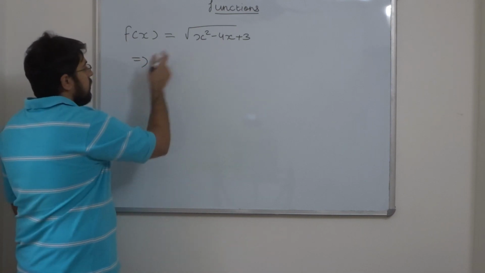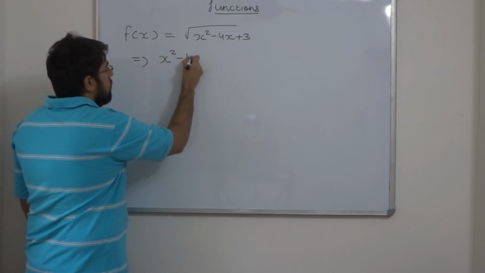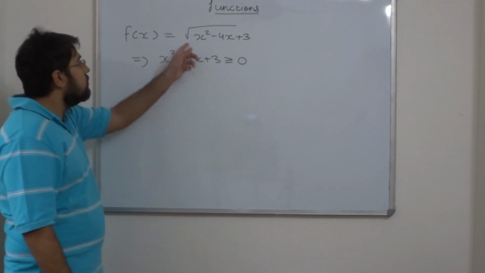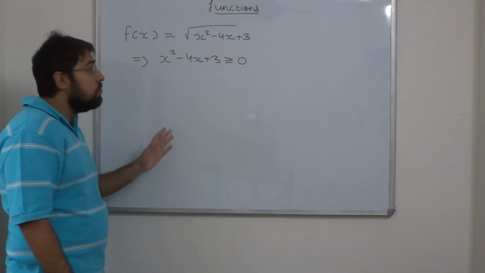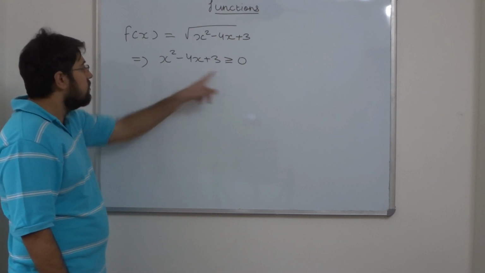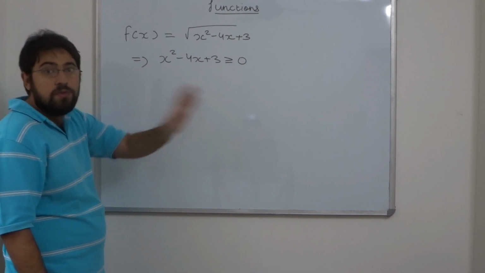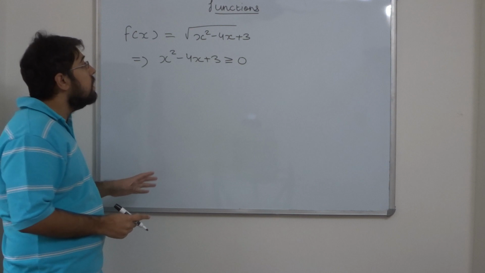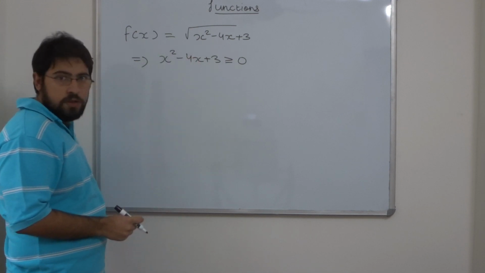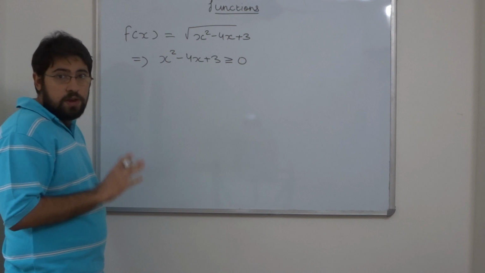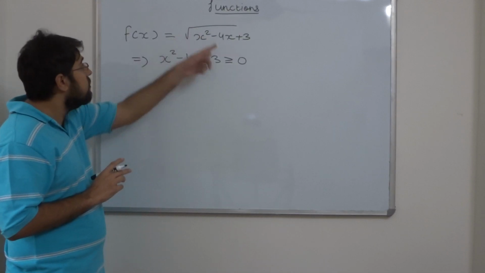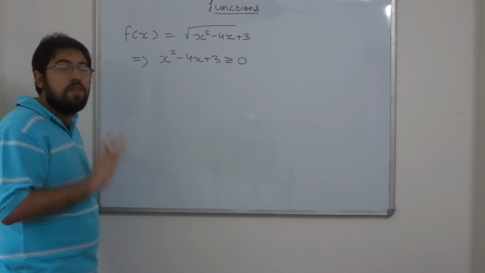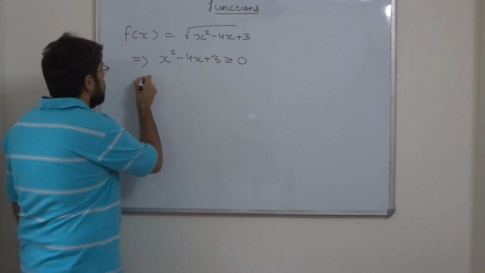Let me just write it down and then I'll tell you. As you know, because this is an under root, whenever we have an under root, we always equate the expression to greater than or equal to 0. The reason why we take greater than or equal to 0 is because a square root or an under root can never take negative values. That is why you have to do it like this.